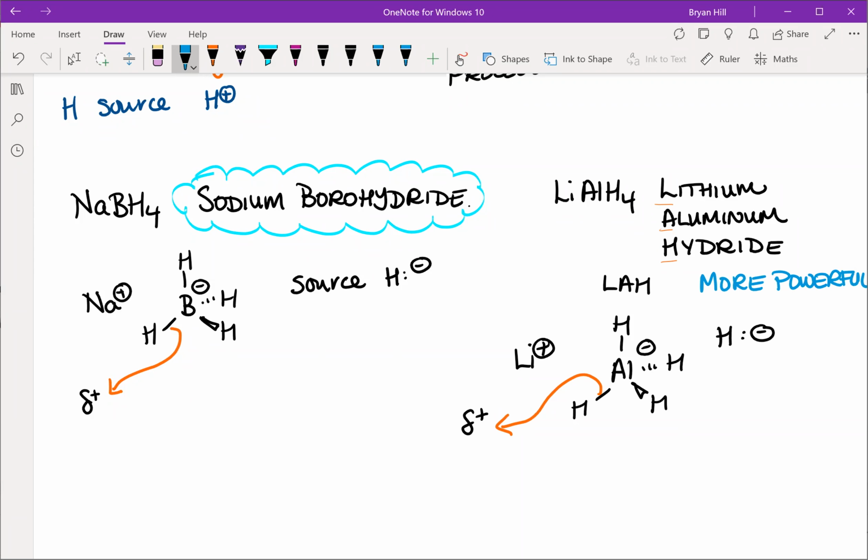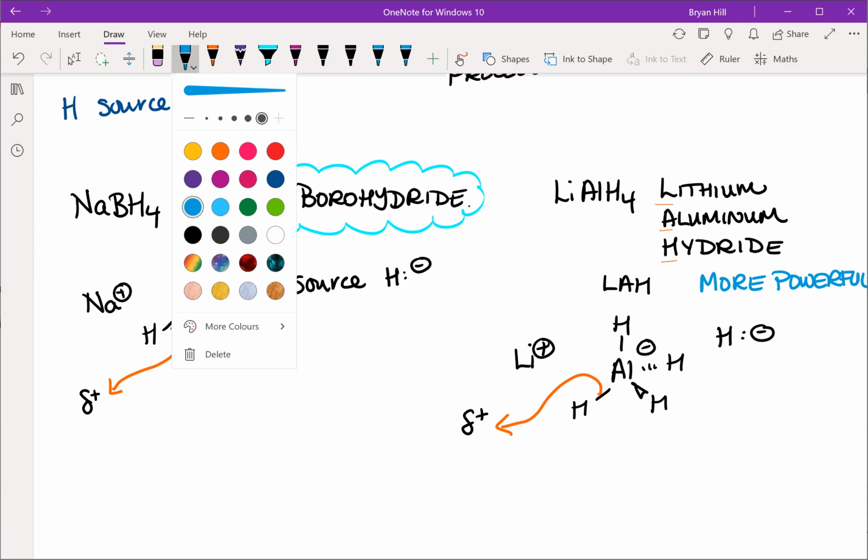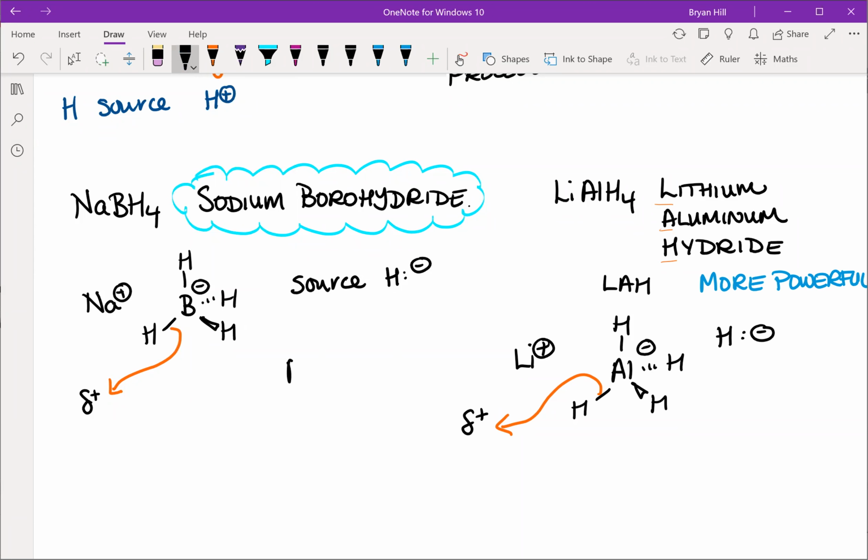Sodium borohydride can be used in protic solvents. In fact, the common solvent for sodium borohydride is methanol, which is interesting. If you put lithium aluminum hydride in an alcohol, it would explode. It would catch fire and all sorts of fun stuff.